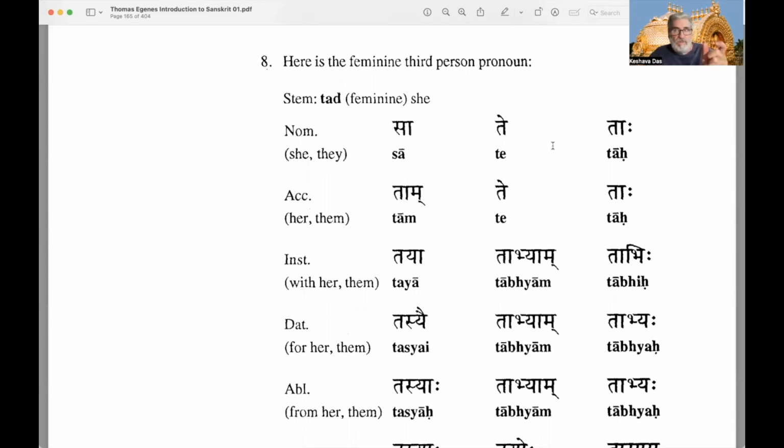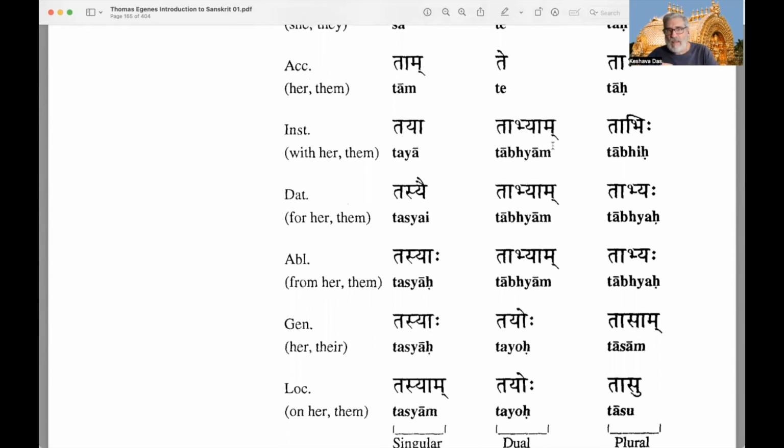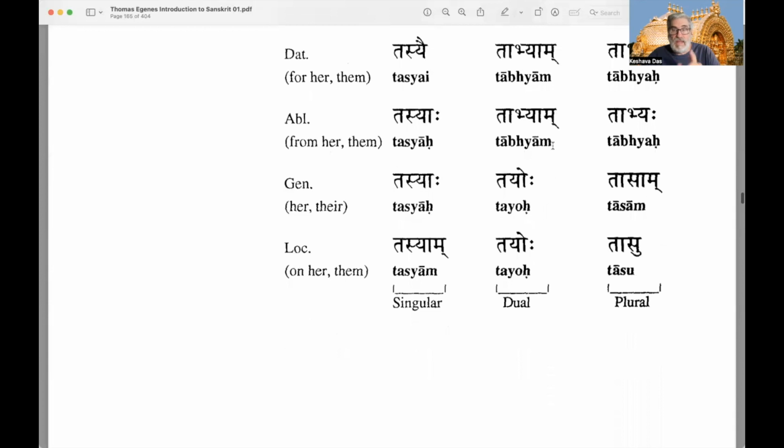So tad again is the root, or the stem or whatever you want to call it, that we add the endings to, right? It's going to be sort of like the masculine, but it's going to look like that declension that we just learned of Sena or Radha. It's going to look feminine, right? So sa te taha. Remember Radha, Radhe, Radhaha? Or Sena, Sene, Senaha, right? That's feminine. So here it's going to be sa te taha, tam te taha. Taya tabhyam tabhihi, tasyai tabhyam tabhyaha, tasyaha tabhyam tabhyaha, tasyaha tayoho tasam, tasyam tayoho tasu.